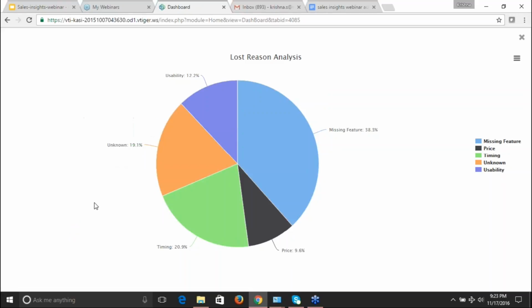And unknown is something that I don't like, because I would like this to be less than 5%, because we need to understand why we are losing deals. And if it's 20% of the cases, that's actually not a good sign.